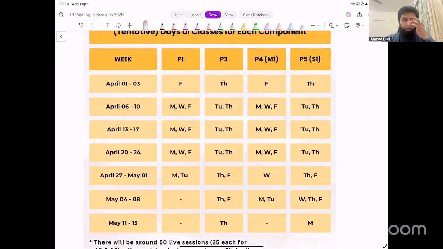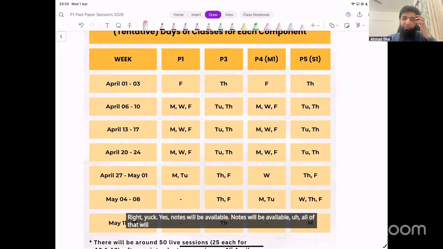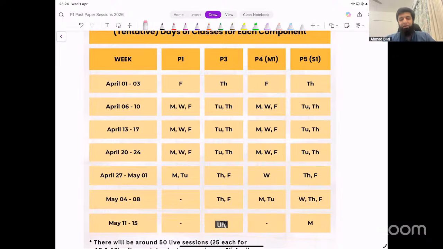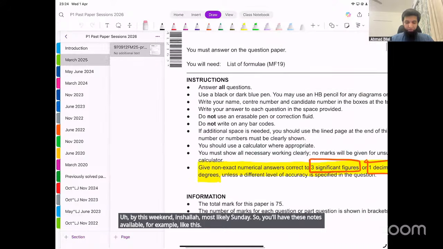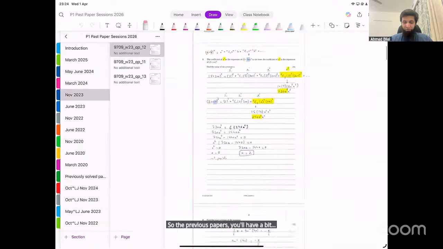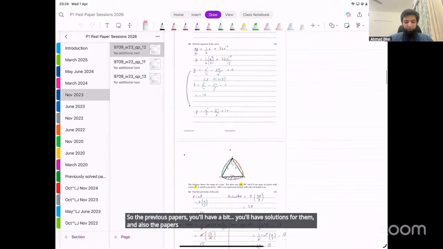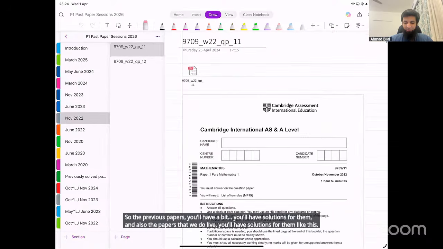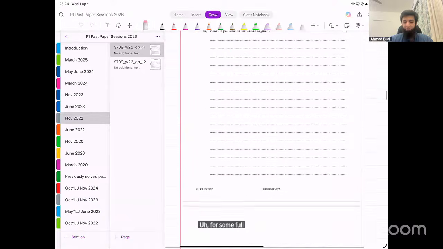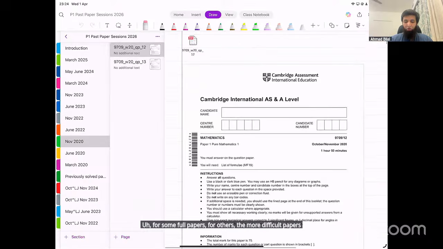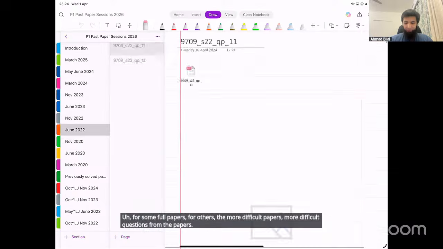Yes, notes will be available. All of that will be set up in the group by this weekend, inshallah, most likely Sunday. So you'll have these notes available, for example, like this. So the previous papers, you'll have solutions for them, and also the papers that we do live, you'll have solutions for them like this, right? You'll have all of these solutions available. For some full papers, for others, the more difficult questions from the papers, you'll have them available like this, okay?